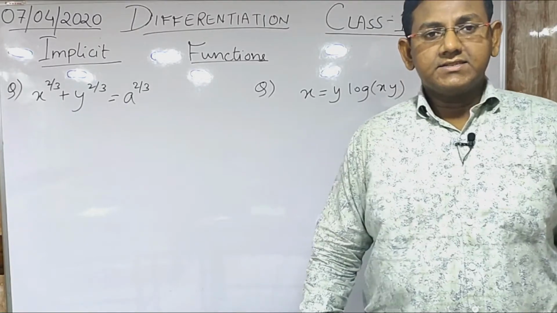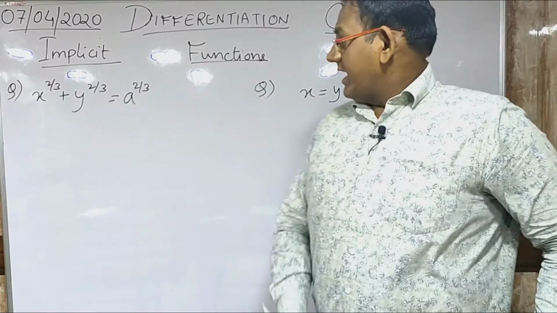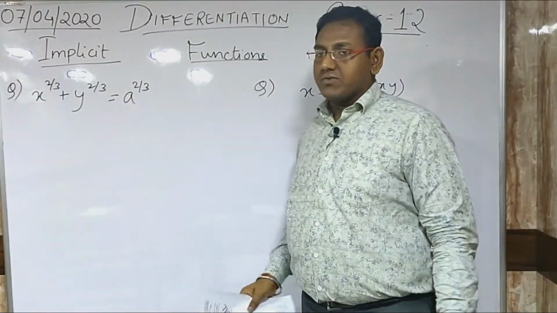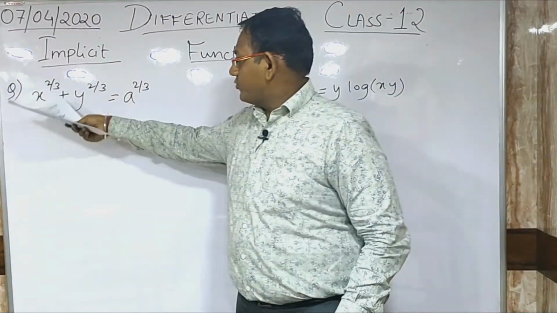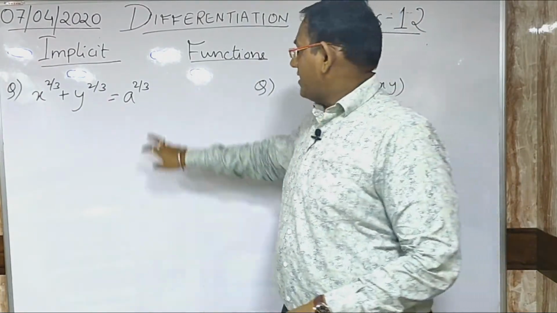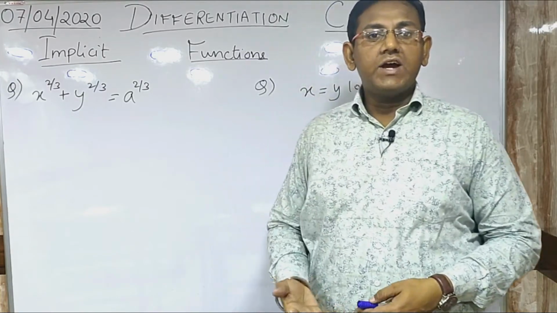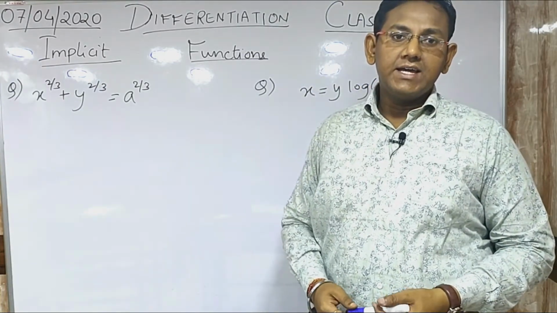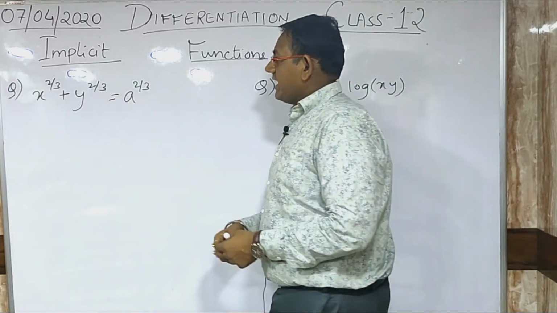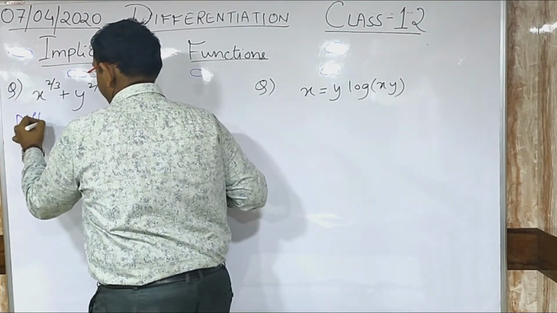Now let us discuss a few more questions based on implicit function. If you can see the first question, the question says x to the power 2/3 plus y to the power 2/3 is equal to a to the power 2/3. Now in this particular question we need to find the value of dy/dx. Now whenever we get any equation, what do we do? We differentiate both sides.